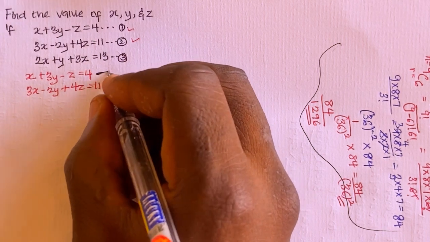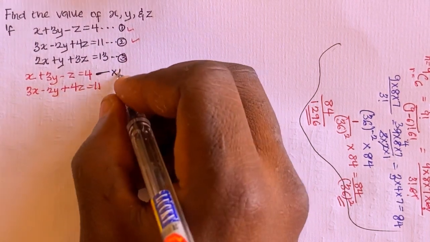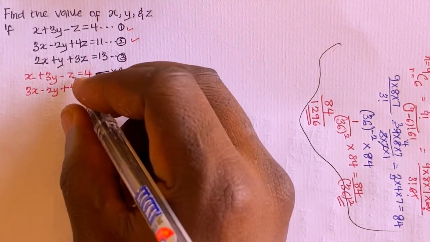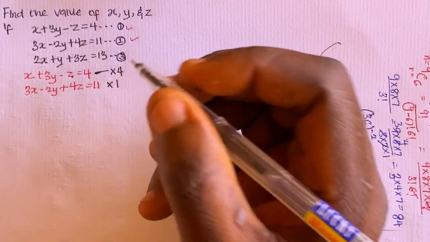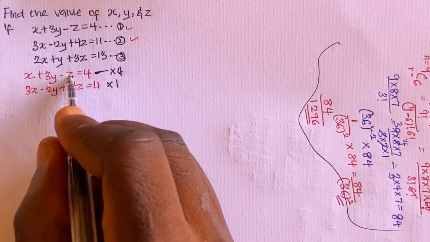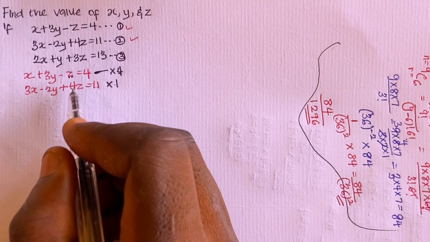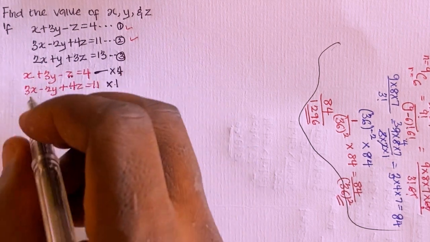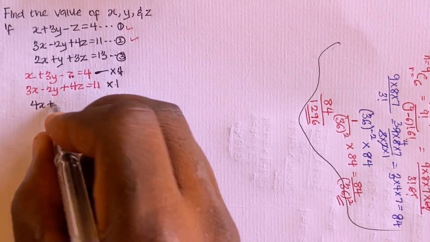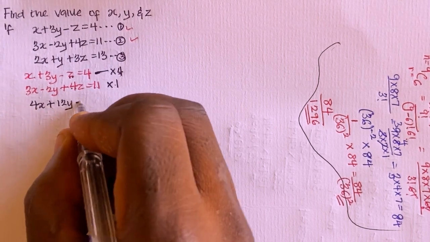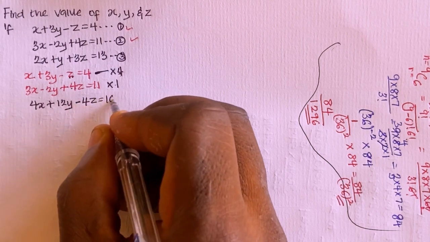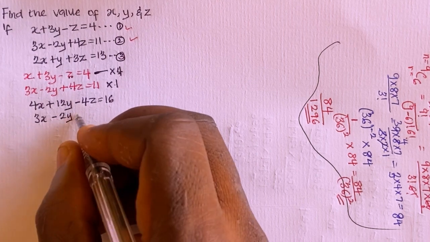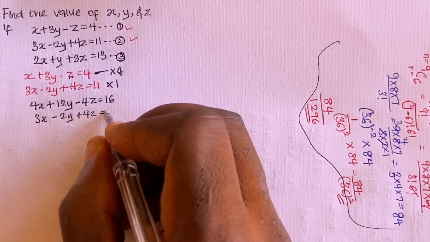So here I'm going to multiply this by 4. If I'm eliminating z, I need to balance the coefficients. So I multiply this by 4 and this one by 1. Then 4 times z, and 1 times 4z is still 4z. That means I've balanced it. So now let's multiply. 4 times this gives 4x plus 12y minus 4z equals 16. The next one is 3x minus 2y plus 4z equals 11.